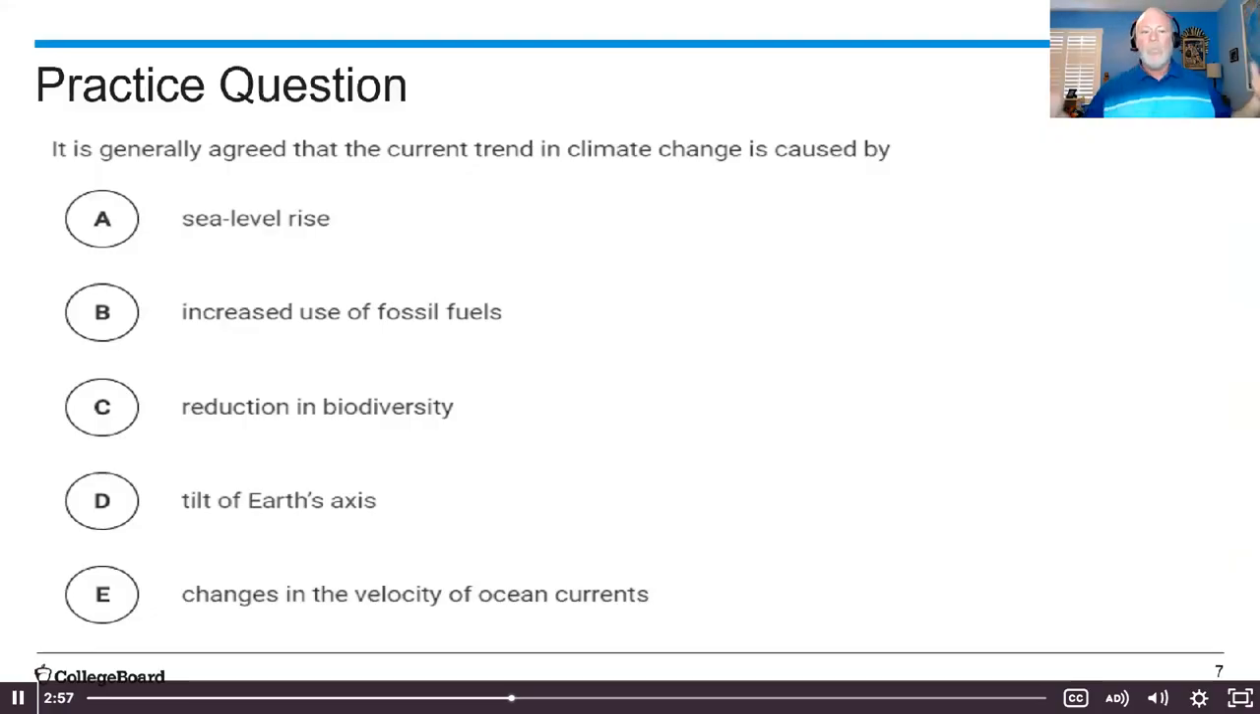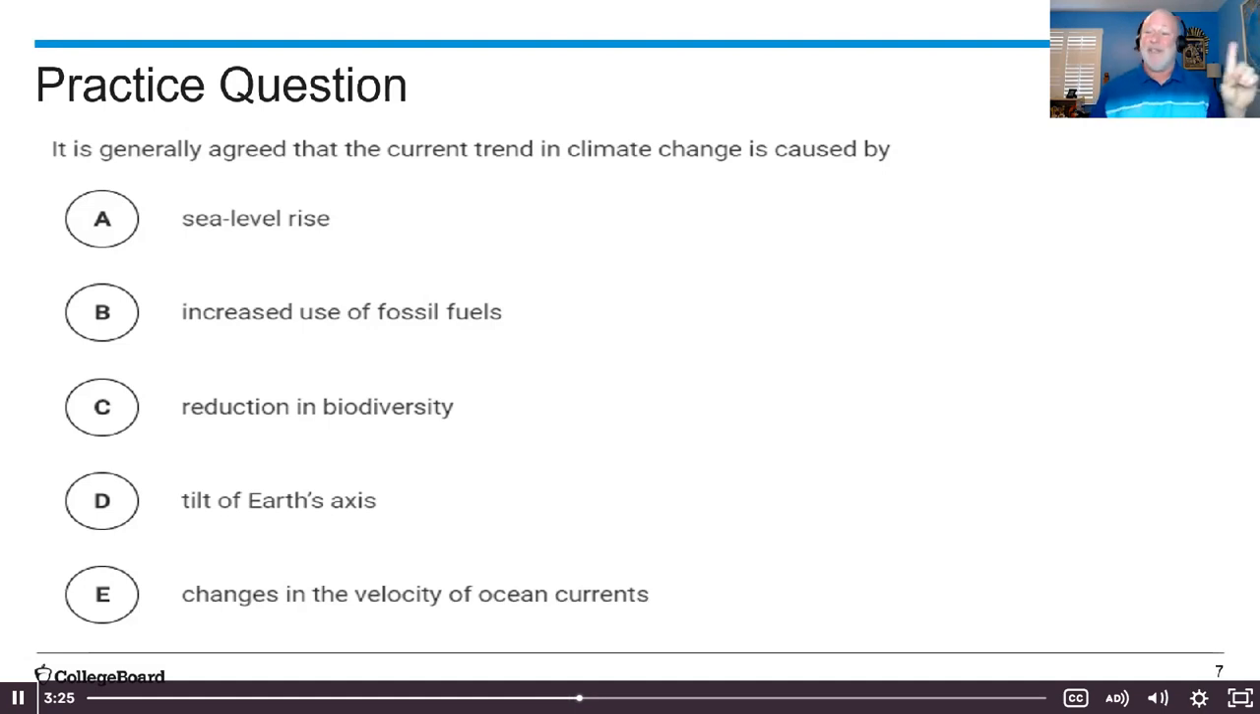So generally, we know that the trend in climate change is caused by, now look at our answers here: sea level rise. A lot of kids are kind of tricked into that answer. They say, oh, climate change is causing the sea levels to rise, except that that's not really what the question's asking. What's the cause? Sea level rise is an effect. There's your distractor. Be careful of your distractors. We try to write really good ones, right?